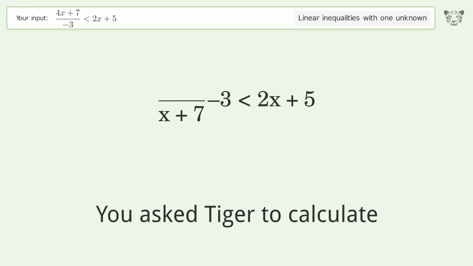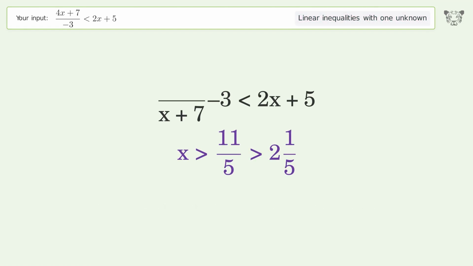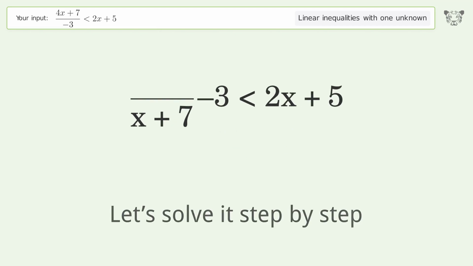You ask Tiger to calculate. This deals with linear inequalities with one unknown. The final result is x greater than -11/5 greater than -21/5. Let's solve it step by step.